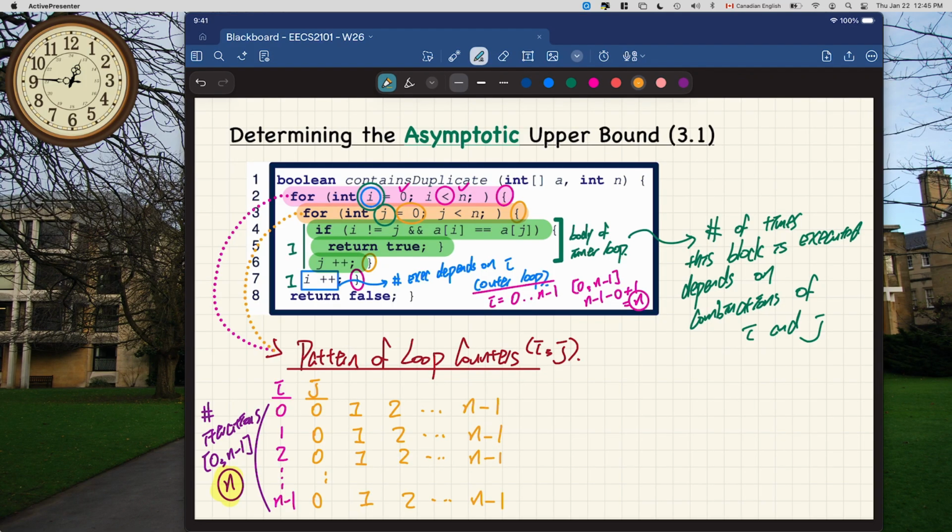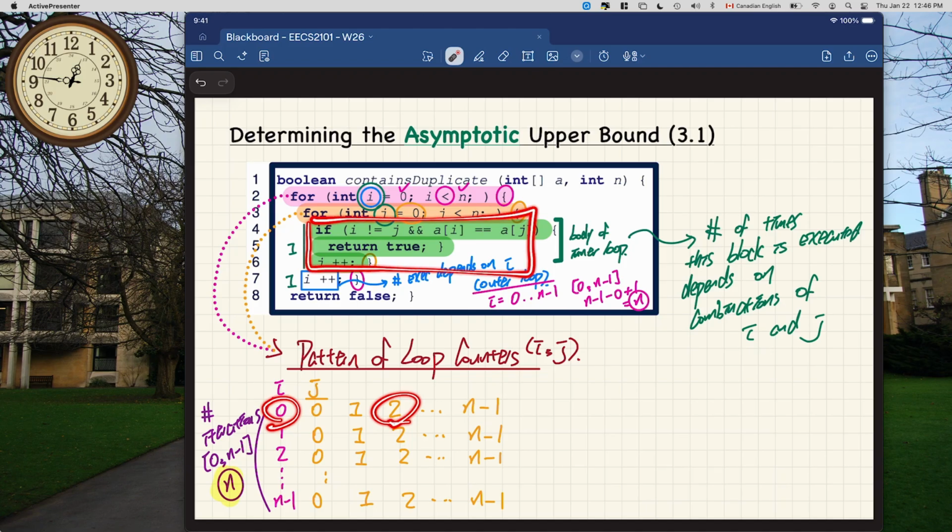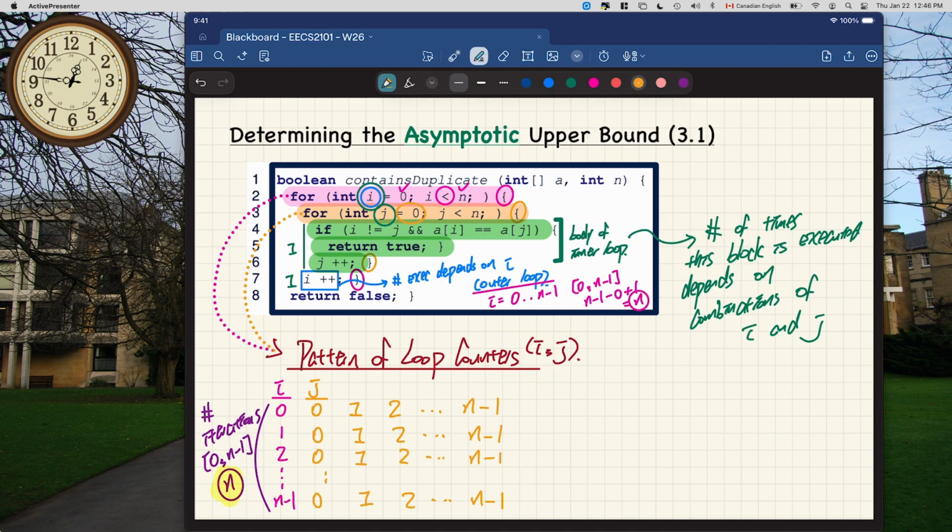It's very nice if you can come up with this table based on the code, but the next step is how to interpret this table. That's also very important, because we want to know exactly how many times this block will be executed. For every combination of i and j, when it's 0, 0, this block is executed once. When it is 0, 2, for example, it's also executed once, for every combination.